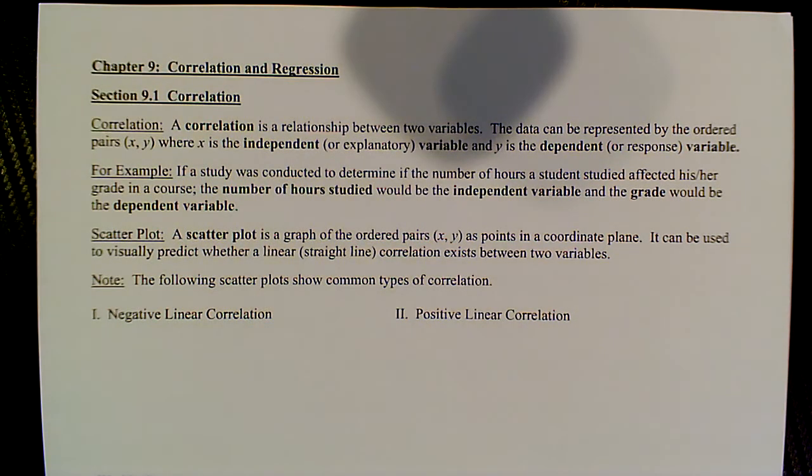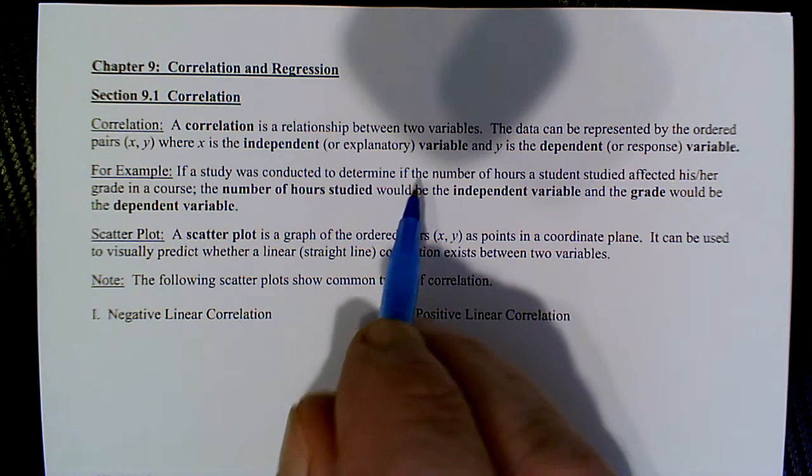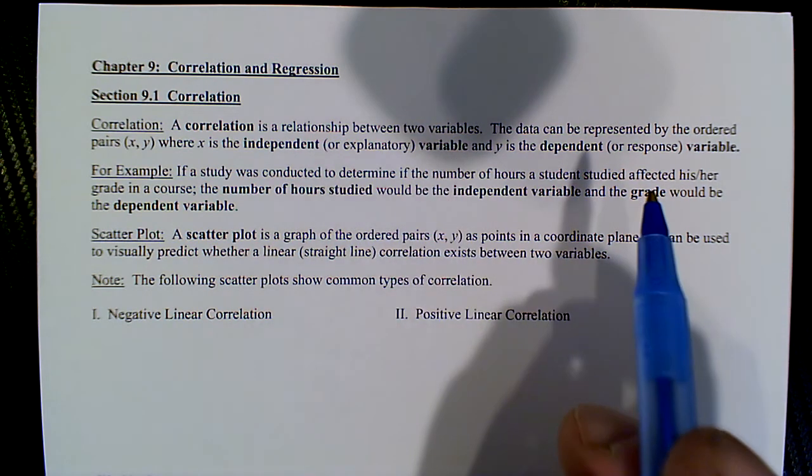Hello everyone. This is chapter 9. We're going to look at section 9.1 correlation and then 9.2 regression, and then that is the end of our syllabus. So a correlation is a relationship between two variables.